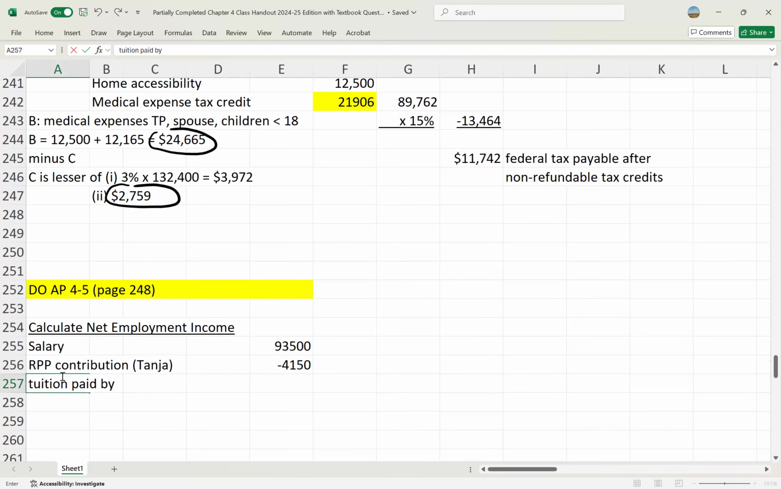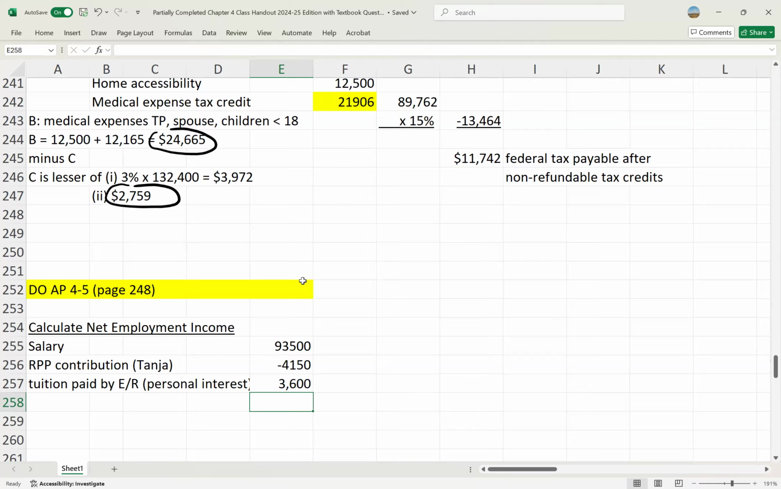The tuition paid by employer, once again, just personal interest, that would be added to her employment income, 3,600. Now this is tied to a tax credit that we haven't talked about yet. Because she is going to be taxed on this amount, 3,600, she can claim that tuition as a tuition tax credit. And so once again, we didn't talk about it in detail, but it's talked about a little in your textbook, also on your rates table as well.